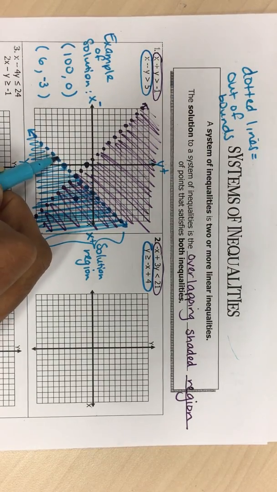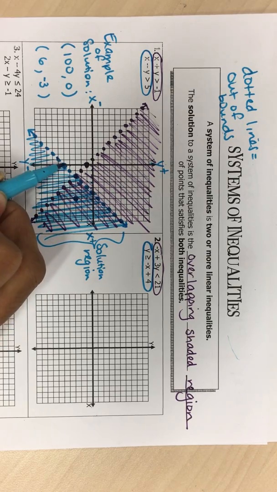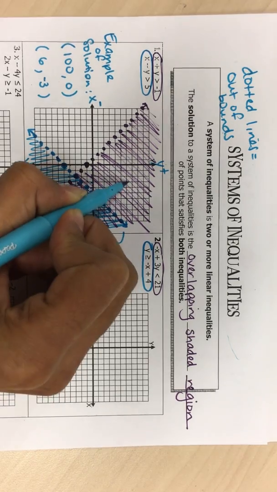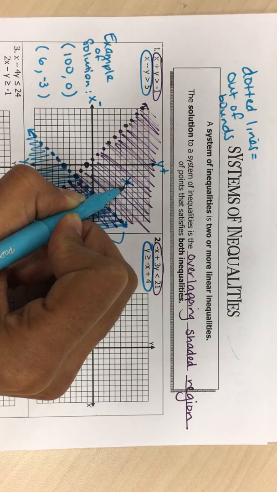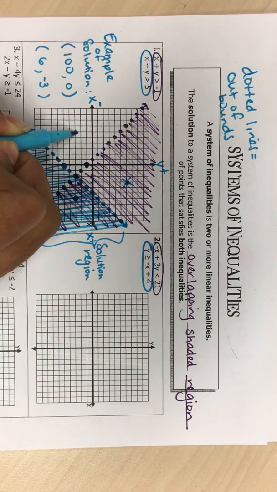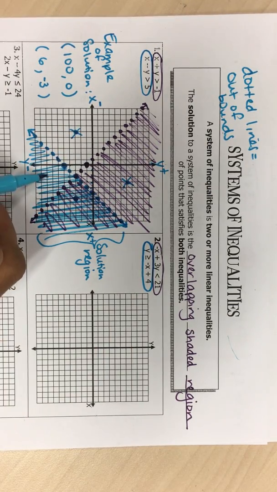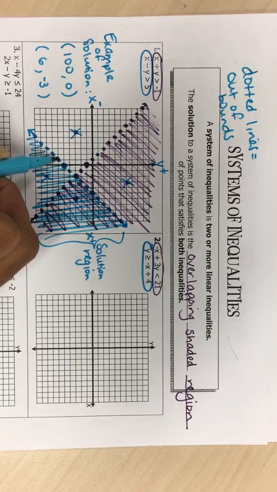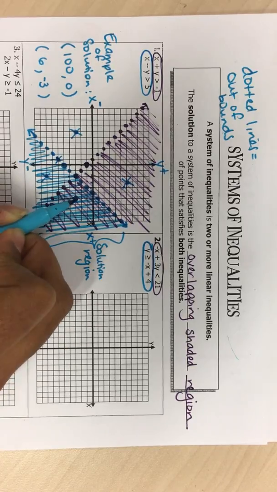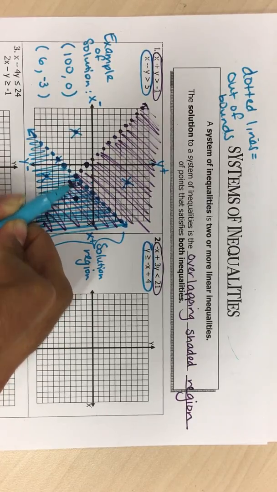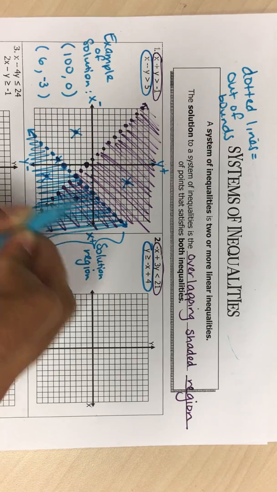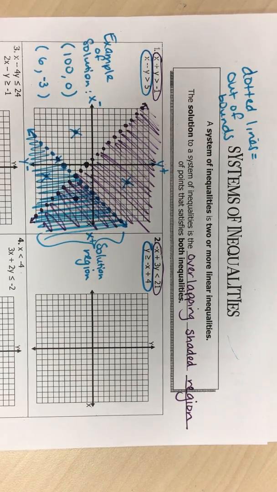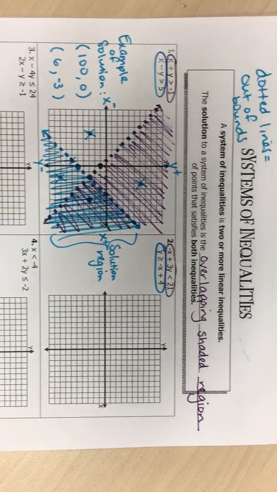So if it ends up on either of these lines, it is not a solution. Is this a solution? No. Is this a solution? No. Is this a solution? No. Is this a solution? No. The only solution is a point in my overlapping double shaded 2-color region. Okay, let's move on to one last example.